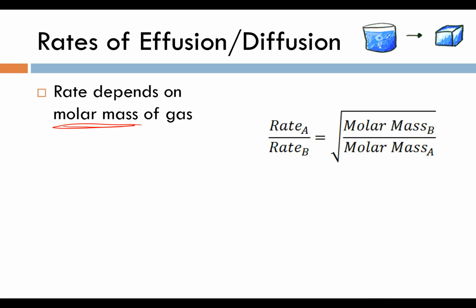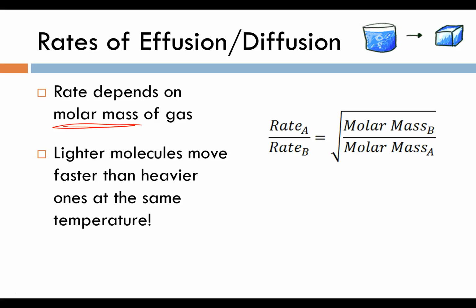I know this formula can look a little intimidating with the square root sign, but I promise it's not too bad. One thing to make note of, a common mistake: we've got A in the numerator on the rate side, and then it gets flopped into the denominator on the molar mass side. They're going to be diagonal from one another, not directly across the equal sign.